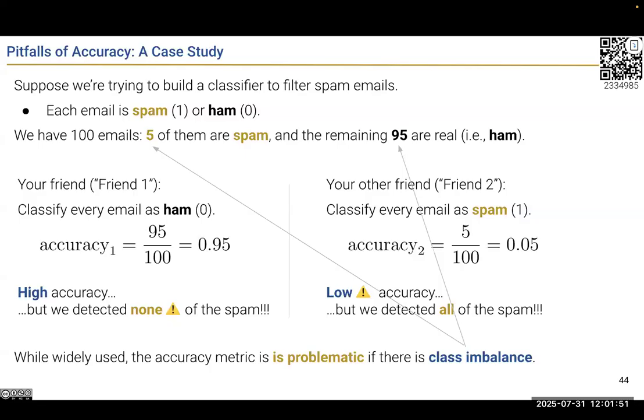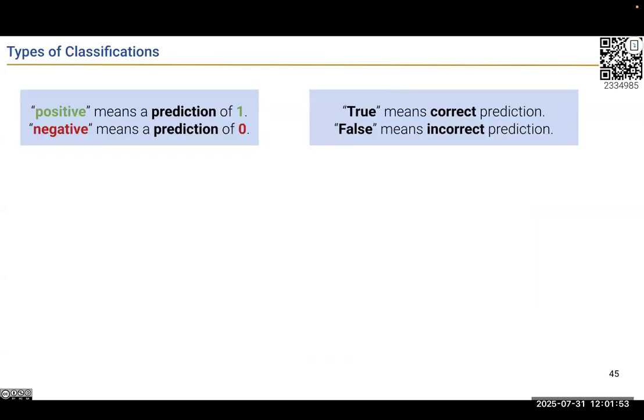Okay, so types of classifications. There are really 4 terms associated with types, and then we can combine them. So here are the terms. A positive prediction means you're predicting a 1. A negative prediction means you're predicting a 0. So positive and negative are associated with the predictions you make.